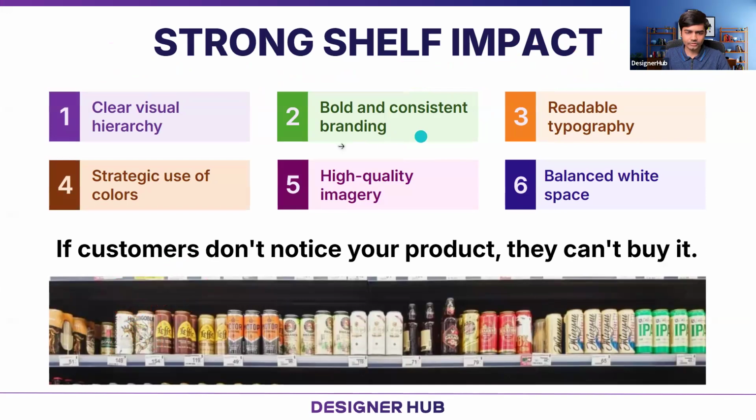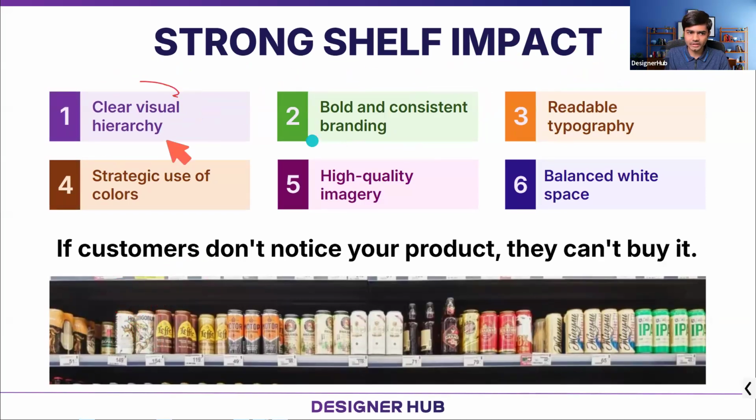Okay, so coming back to strong shelf impact, one is clear visual hierarchy, which is very important. It is a main part of the design principle. Then bold and consistent branding, which is very, very important. So you can see over here, though this image is very small and there are multiple of these, I can very clearly read that, okay, this is CTOR, whatever this is. I can see this is LEFFE, leafy. I can read this as IPA.